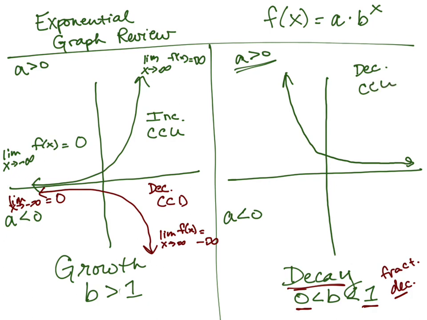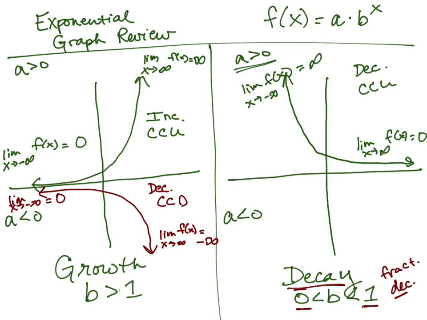Cool? Talk to me about the limits. This is going to be the limit as x approaches negative infinity of f of x, positive infinity, to infinity and beyond. And on this end, the limit as x goes to positive infinity of f of x is 0. Okay.